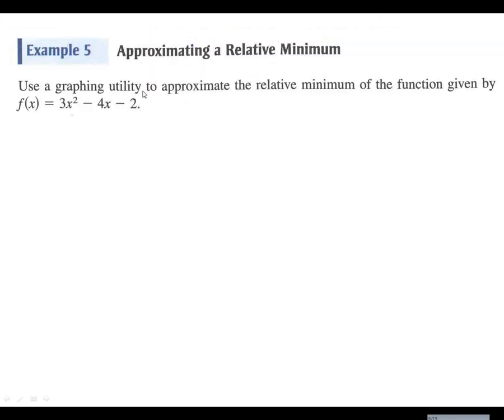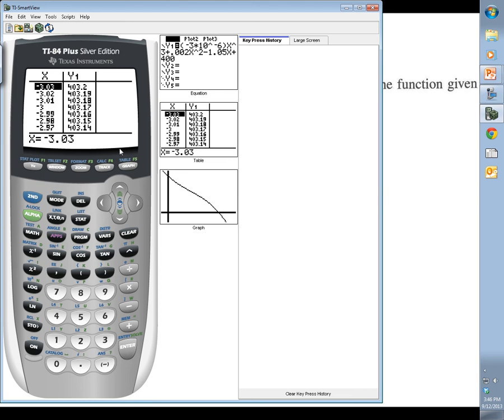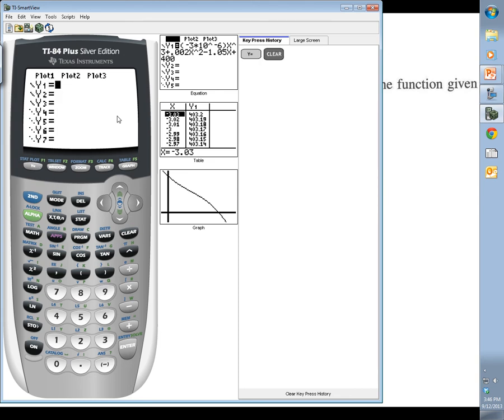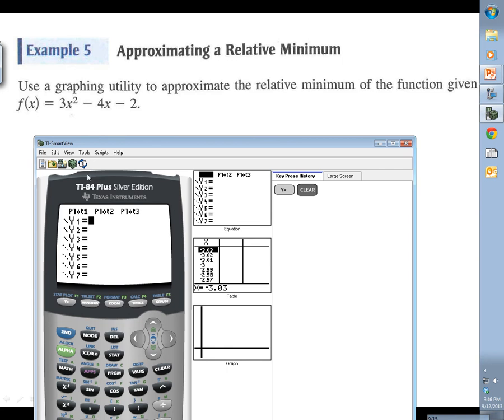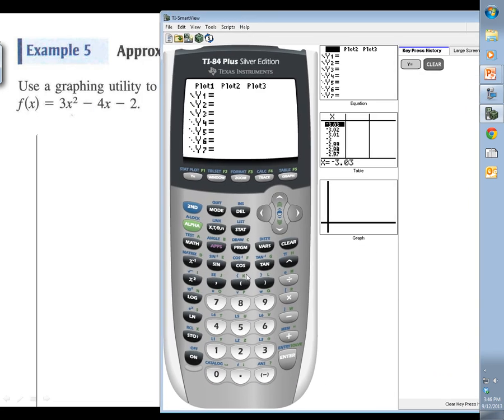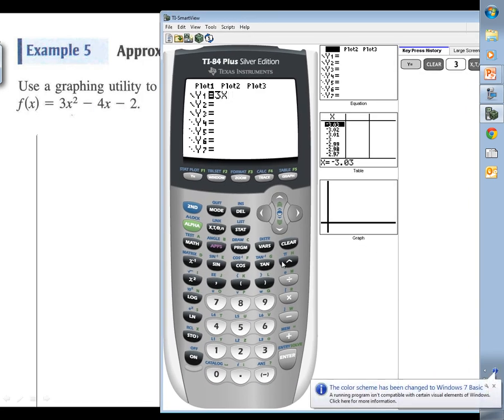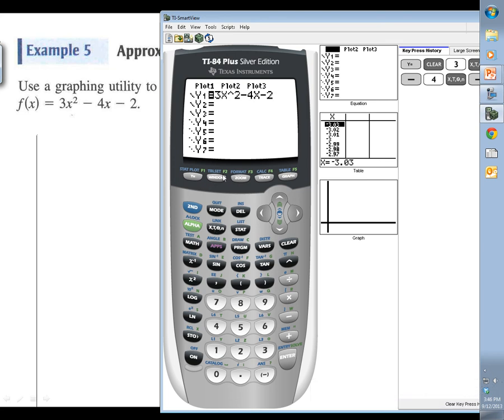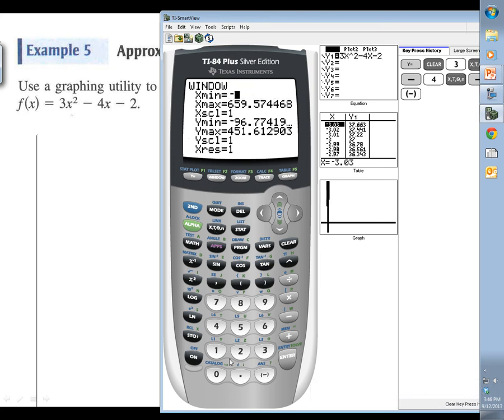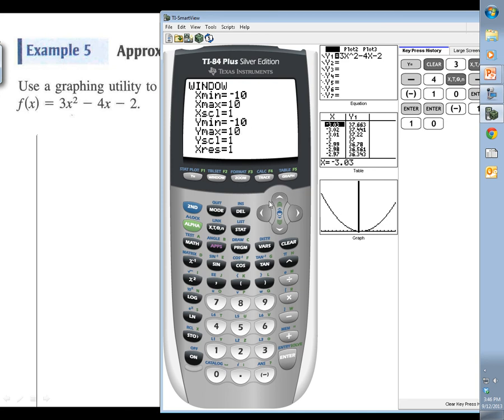So let's see if we can use this on example 5. Use a graphing utility to approximate the relative minimum of the function given by this. Let me jump over to the graphing calculator and throw this into our y equals. Let me clear this out. And so we've got 3x squared minus 4x minus 2. Okay, and I'm going to go ahead into my window and give myself an appropriate guess. Negative 10 to 10 is what we're going to guess if we're not sure where to start. And go ahead and graph it.